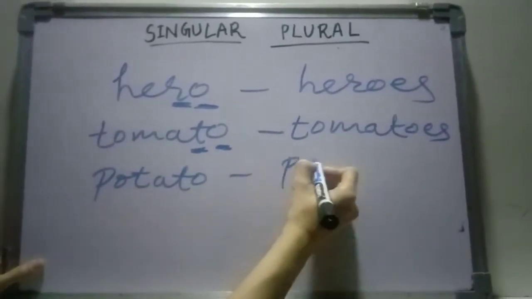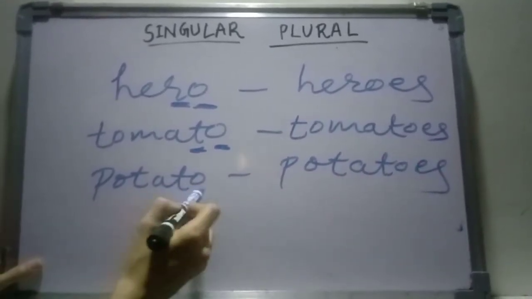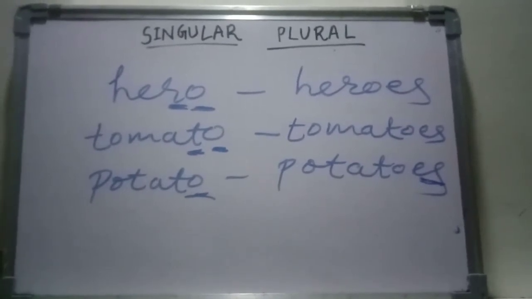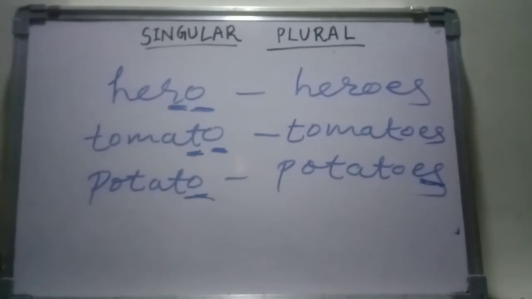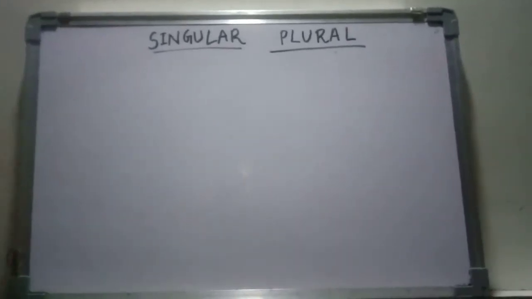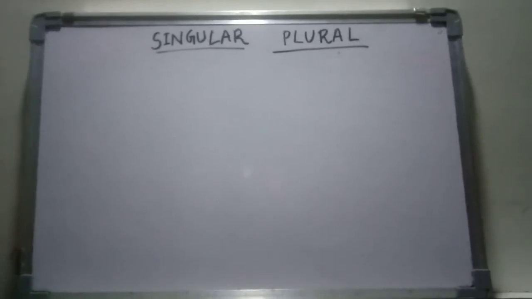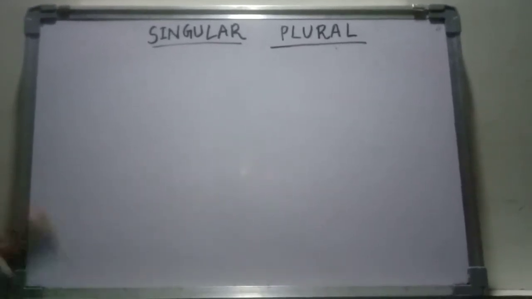One more, potato. What you do? Potatoes it becomes. So what you are doing? You are just adding es at the end. Now these were the examples of all the 6 rules which I have taken. Now these were the examples about the 6 rules which I had explained to you in the beginning. Now what about the other words which end?